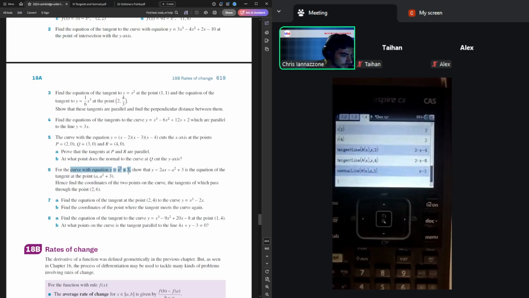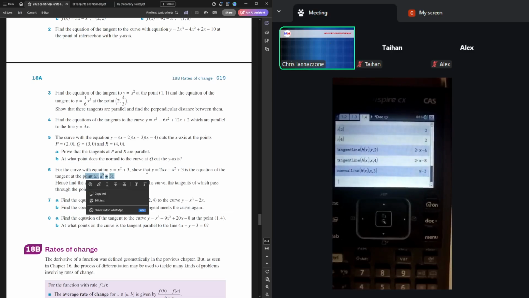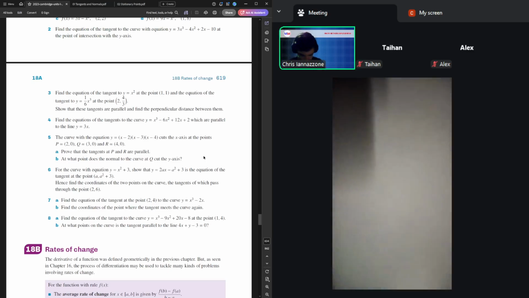For the curve with the equation of the quadratic, show that this is the equation of the tangent at that point. Cool. So a bit different. This time they've actually given you what the generic tangent line is ahead of time. Remember, a is a constant, so you've got mx plus c. Basically prove that if you do the tangent here, you get that. So since it's a show that, we're going to have to do some working. So let's get writing.